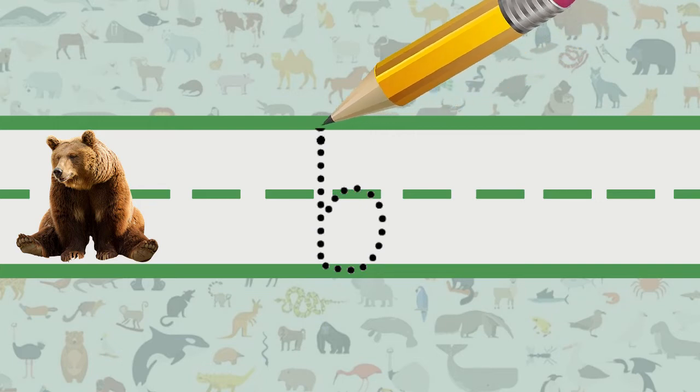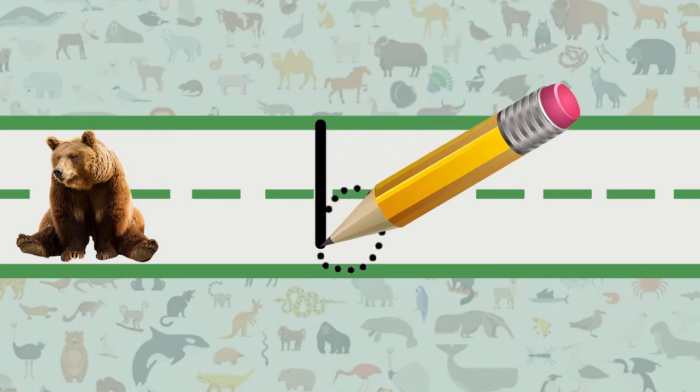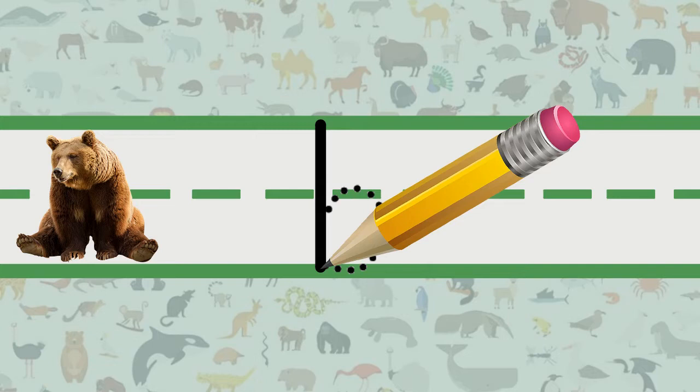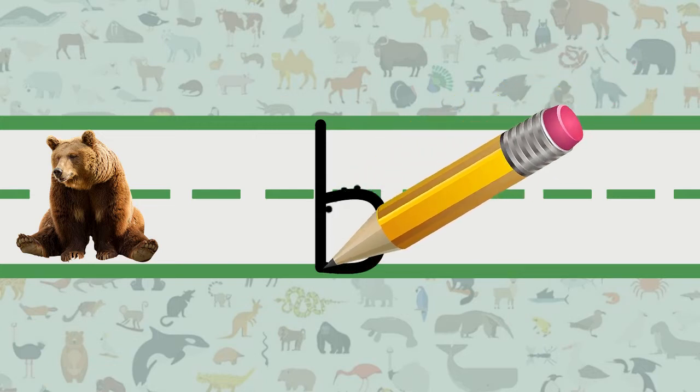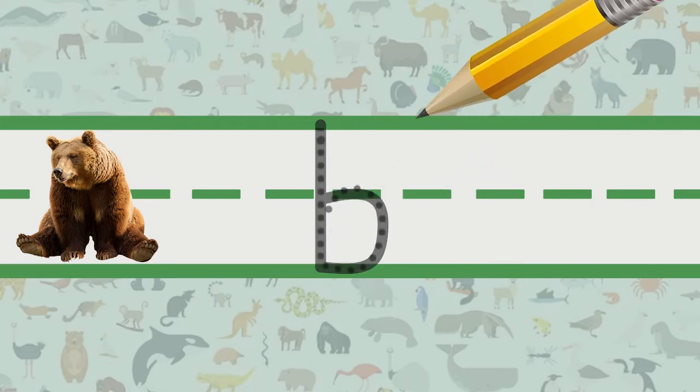Start at the top and draw a straight line down to the bottom. Now go to the middle and draw a curved line down to the bottom. Good job! Now let's write the letter C.